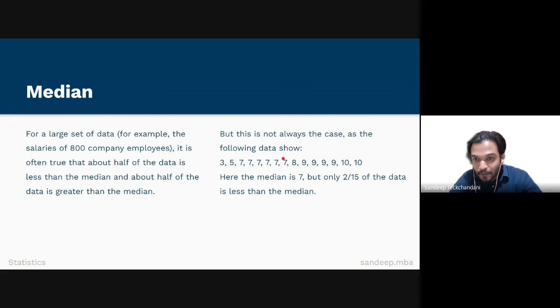And also please observe that we have 15 values and only 2 out of 15 values are less than the median 7. These two values are 3 and 5.